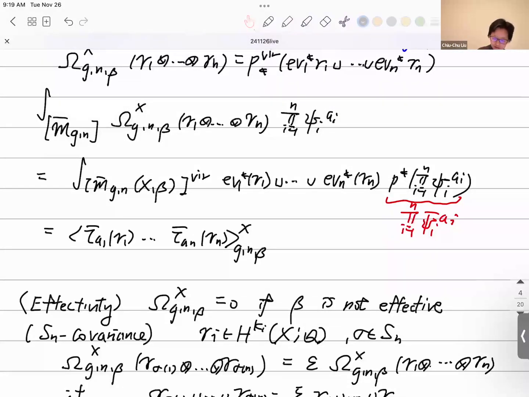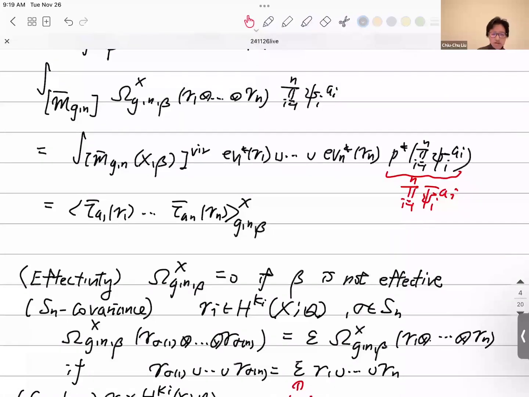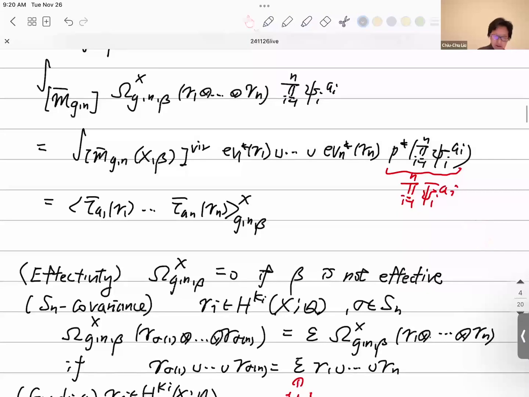So first, the following is the effective axiom. That means that this is zero if beta is not effective, meaning that there is no stable map with this homology class. So that is clear from the definition.